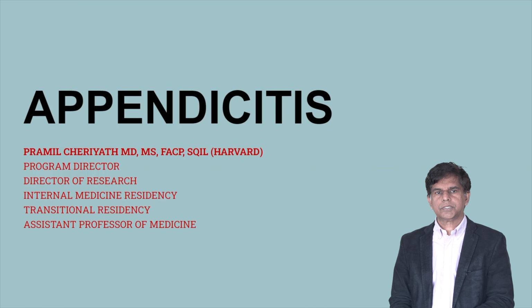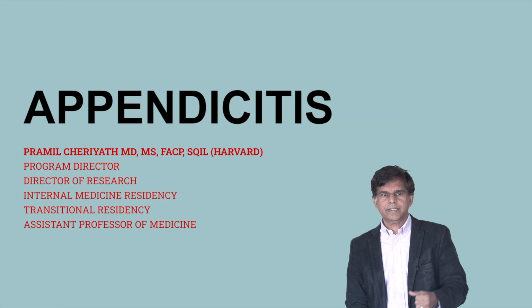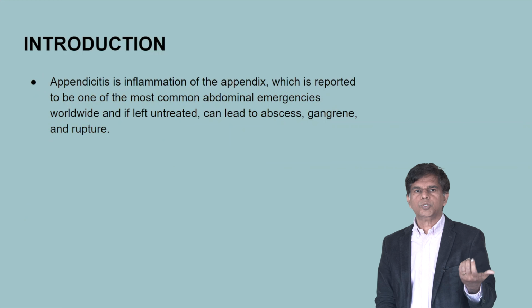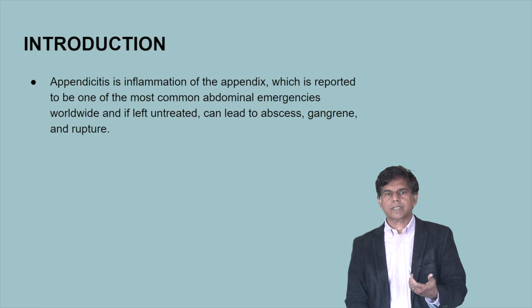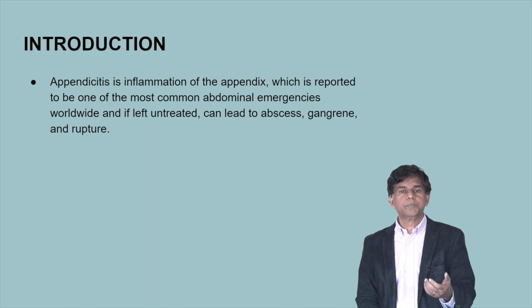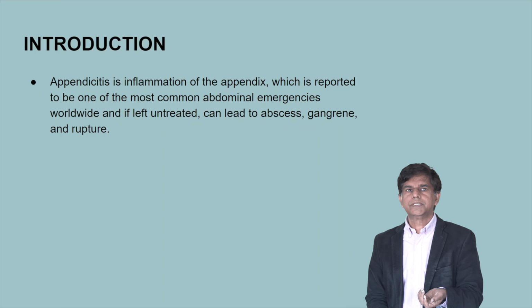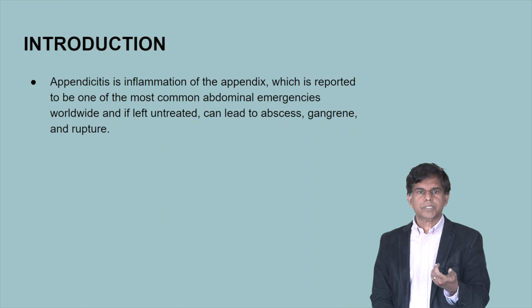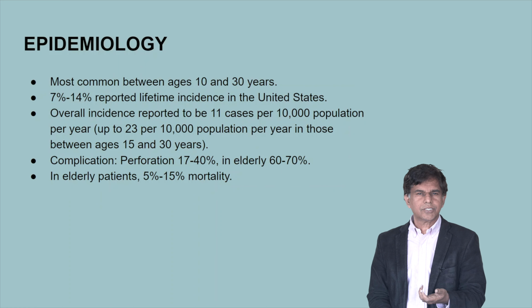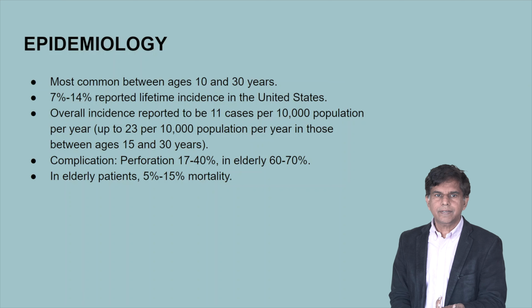So let's get into our subject. What is appendicitis? Definition: inflammation of the appendix, which is reported to be one of the most common abdominal emergencies worldwide. Untreated, you can get abscess, gangrene, rupture, a lot of complications, okay? Most common age is between 10 and 30 years, and 7 to 14% lifetime prevalence in the United States. Overall incidence is 11 cases per 10,000 population per year.